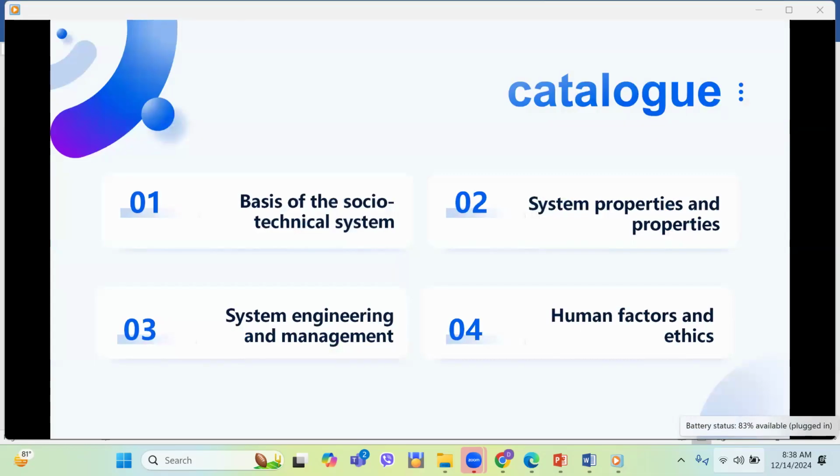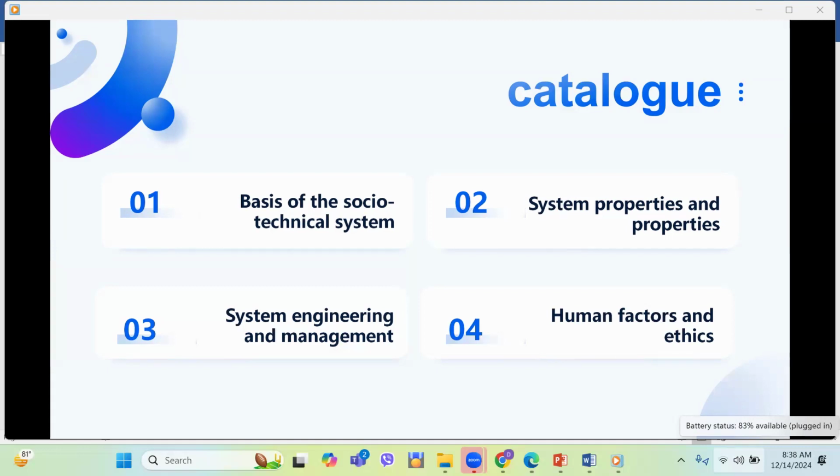The following is the content of our topic today. In the first part of today, we will explain the basis of the socio-technical system, in which we will mention 1. definition and importance of the system, 2. system classification, 3. hierarchy of social systems, 4. factors affecting socio-technical systems. The second part is system properties, where we will understand 1. characteristics of socio-technical systems. It includes emergent property, non-deterministic, and success criteria, and 2. system properties.